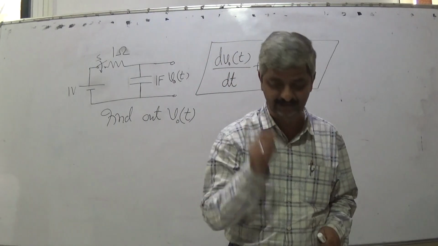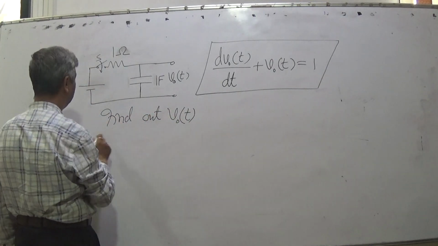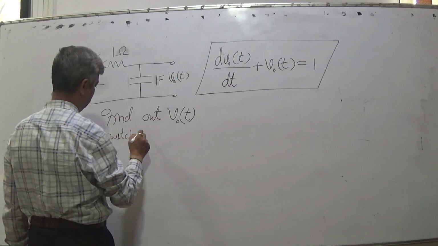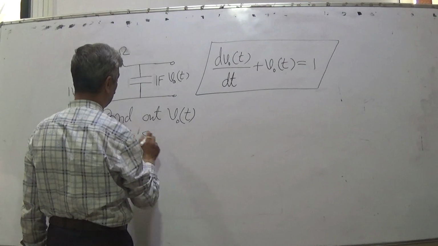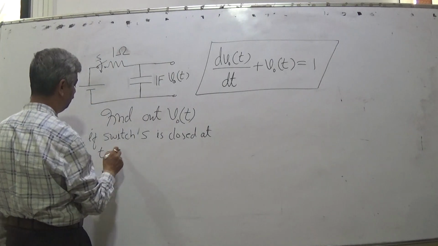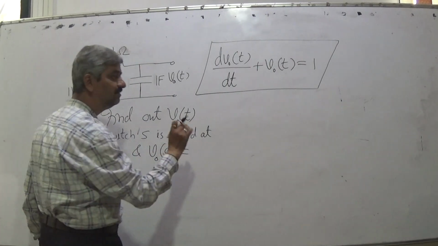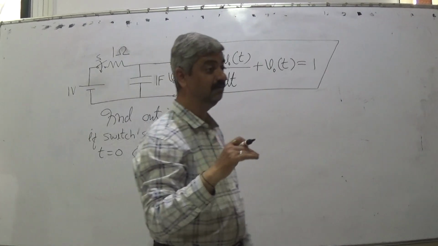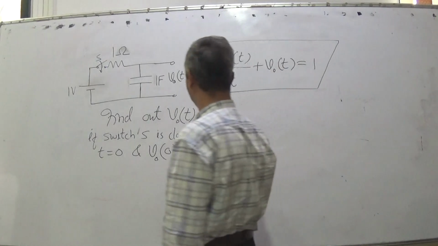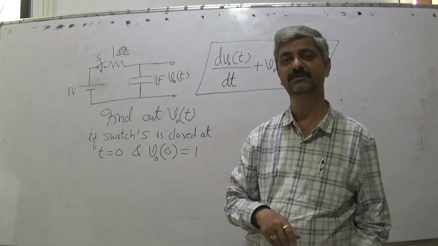And now this problem is to be described as: find out VOT if switch S is closed at t equal to 0 and VO(0) was what? It means the voltage across the capacitor at t equal to 0 can be anything. And if I say that VO(0) was 1, what is going to happen?